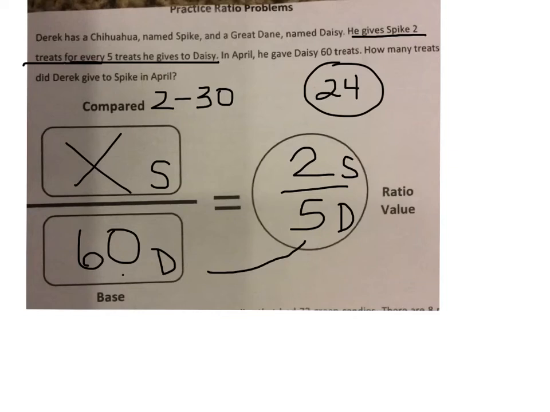So now the last one, the C is check, make sure it makes sense. How many treats did he give Spike in April? 24. Would that make sense? That's, small dog, Spike, got 24 treats. The big dog, Daisy, got 60. Yeah, that makes sense.